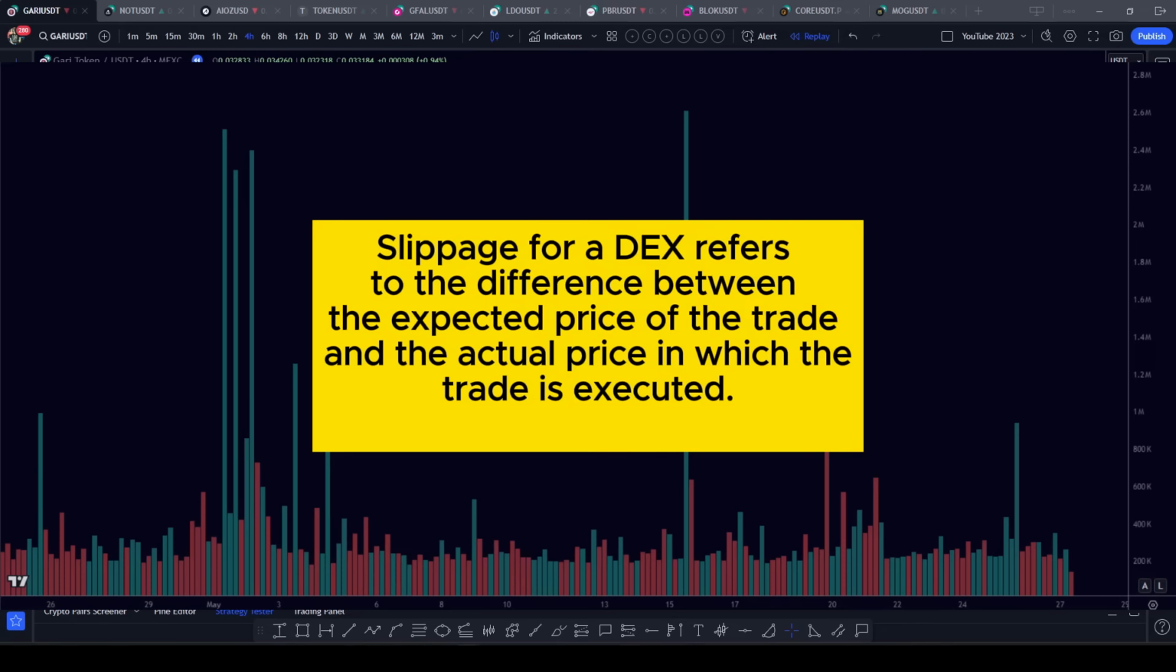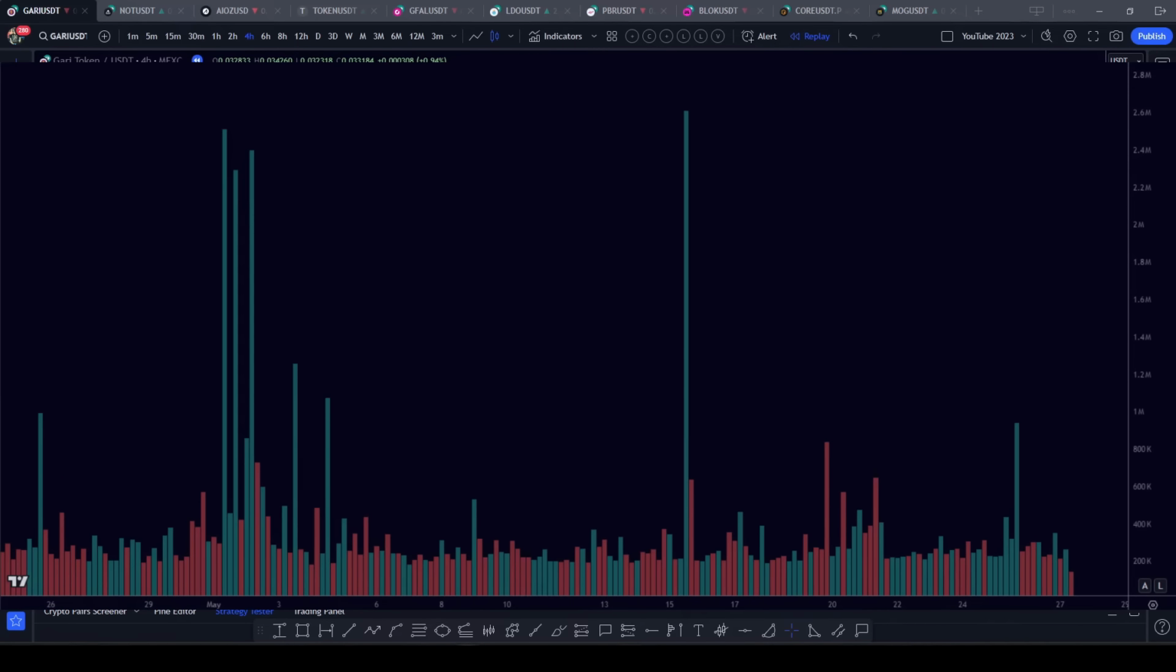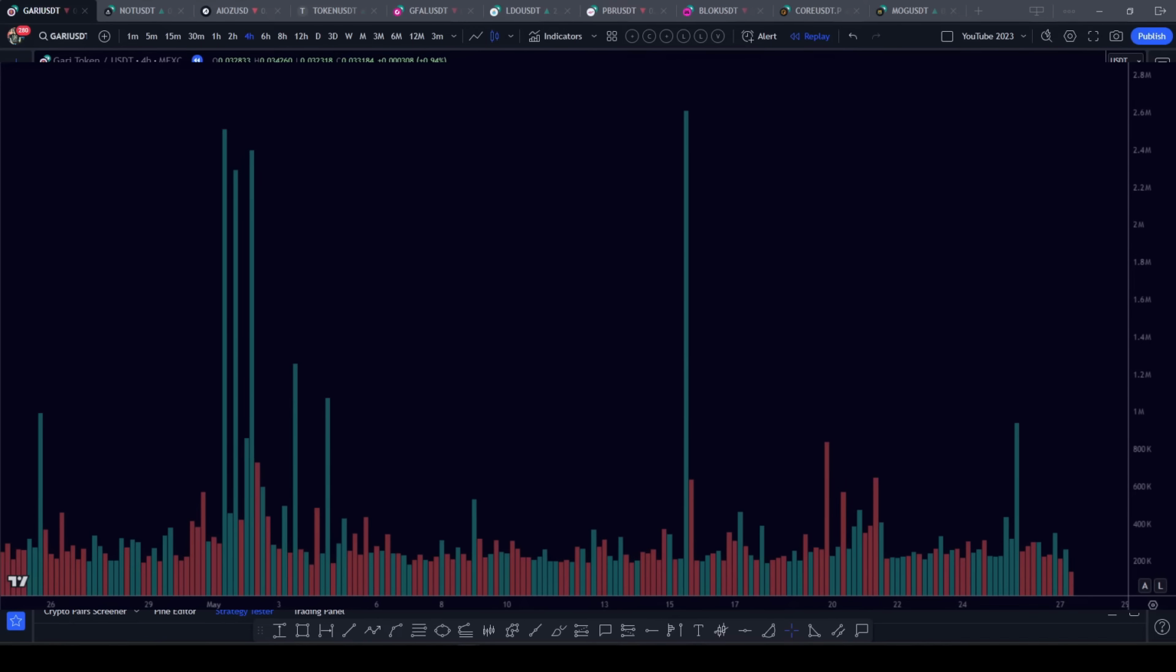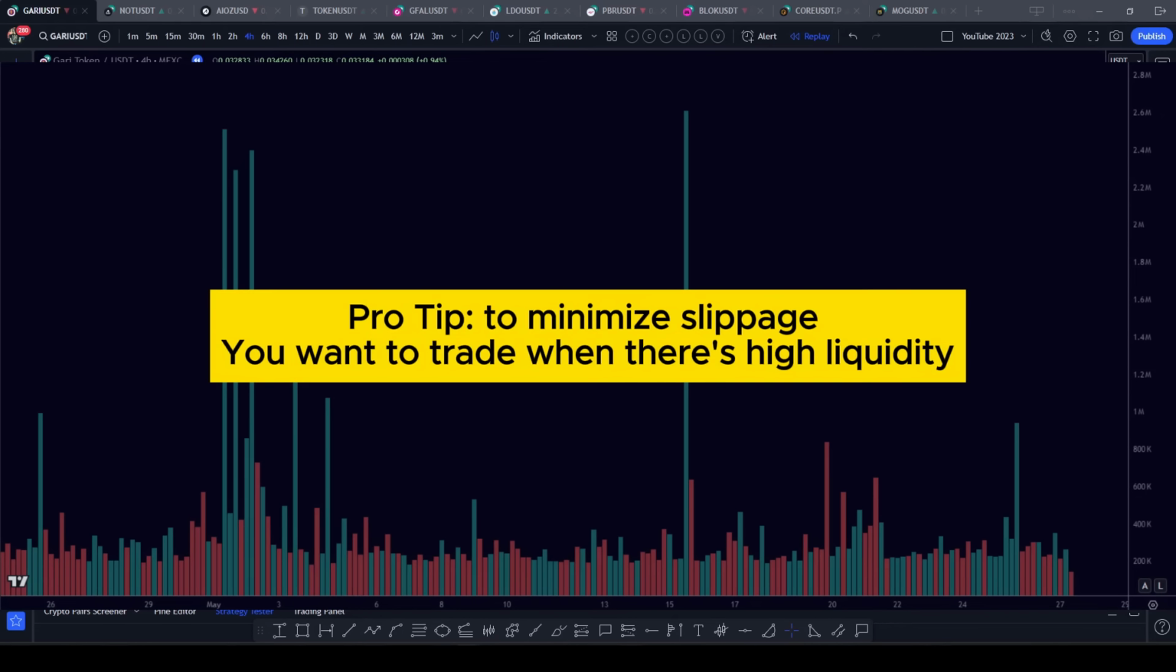Now, for DEXs such as Uniswap and PancakeSwap, you're able to go into the settings and adjust your slippage. It's always recommended that if you do use a DEX and you're unable to get your trade fulfilled, go to the project's Telegram and check their pinned messages, because they may say you need a slippage of 5%, maybe 10%. That way your order can go through. Just keep in mind, the higher the slippage, the more you may pay for that token. And here's a pro tip. To minimize slippage, you want to trade when there's high liquidity, when there's a lot of traders. By doing so, you're going to reduce the impact your trade has on the price.